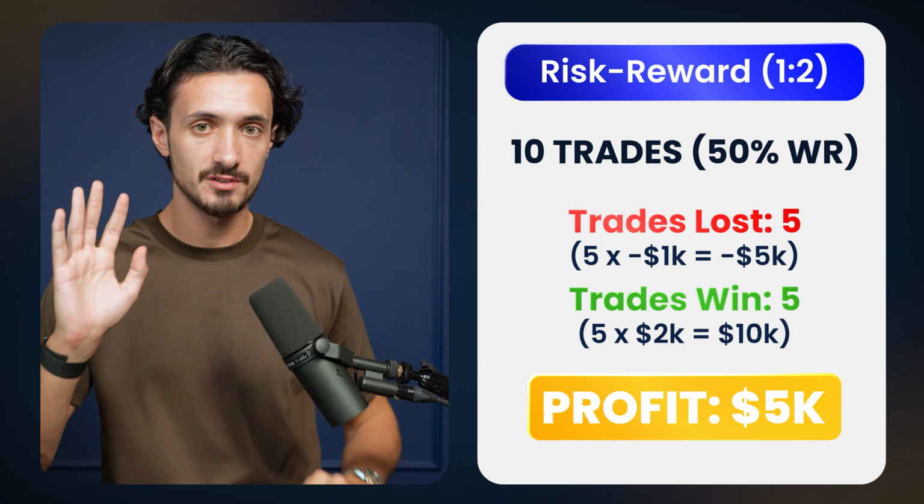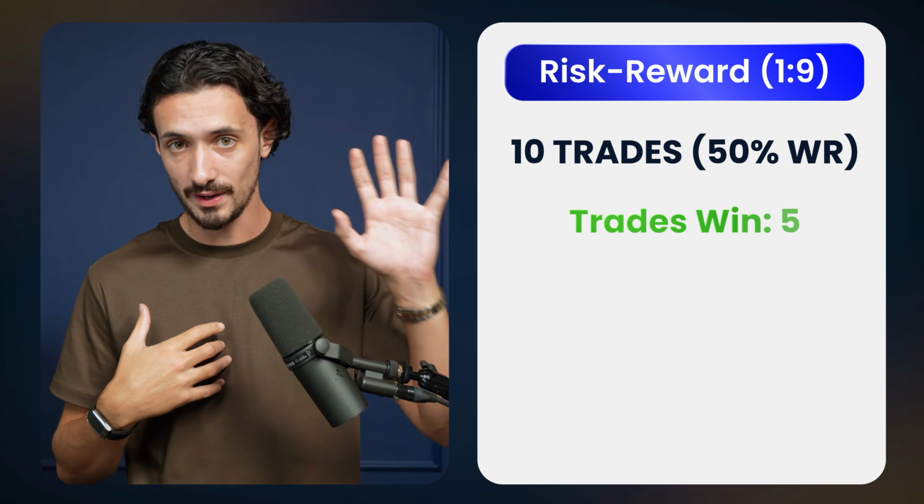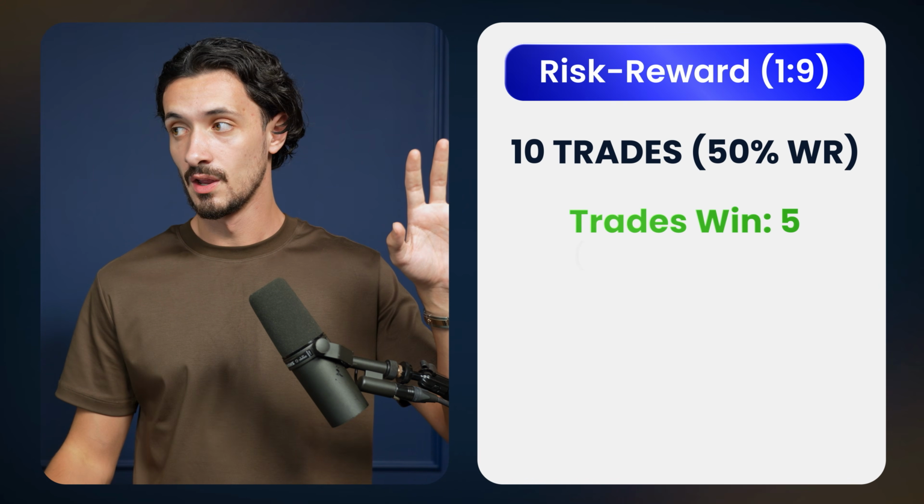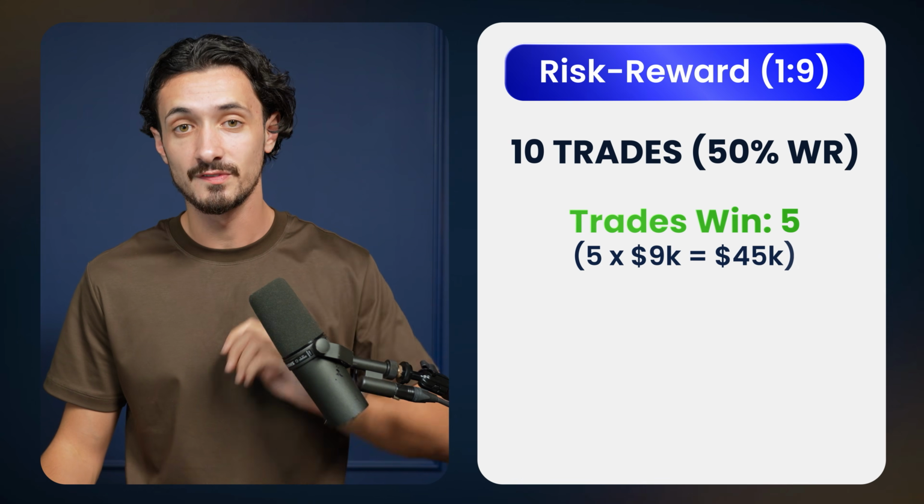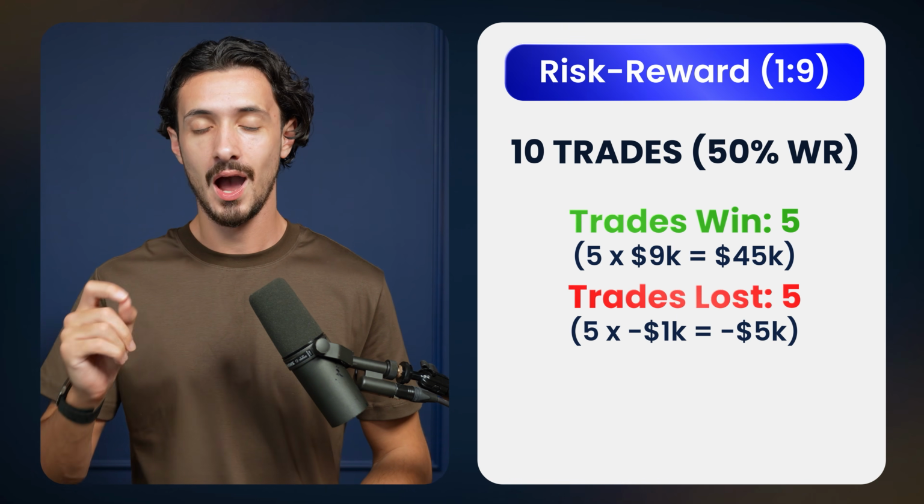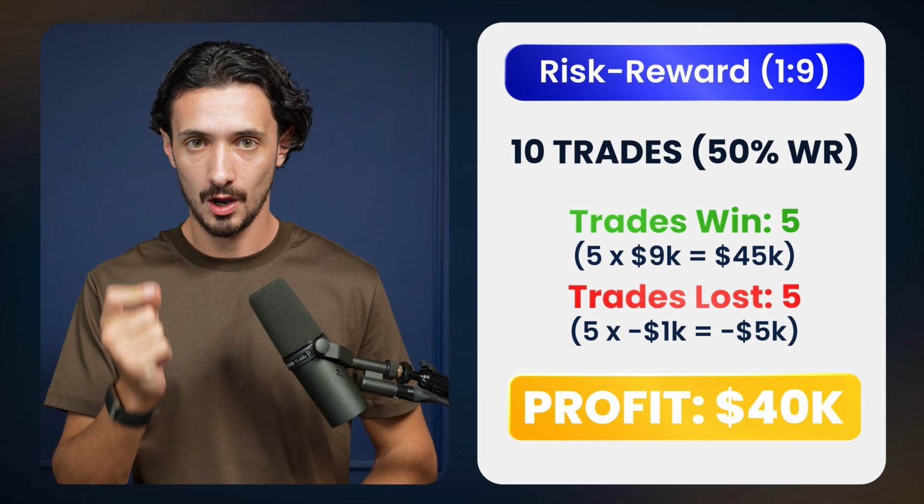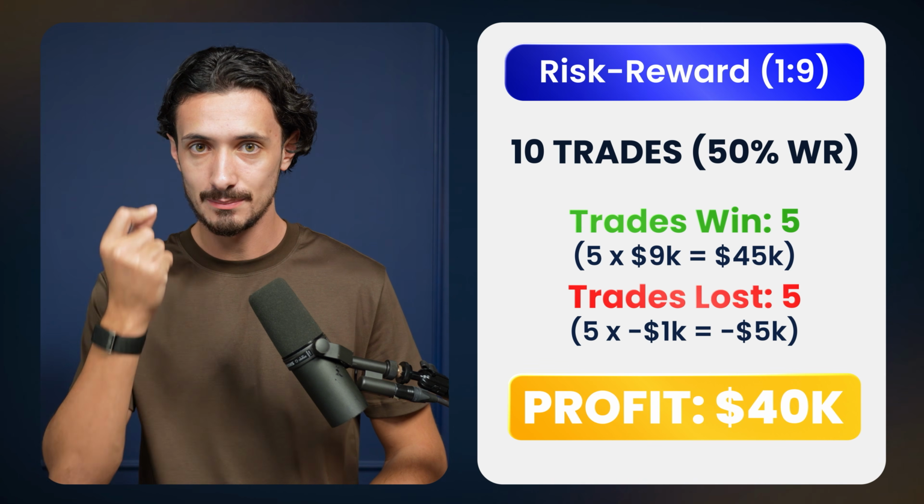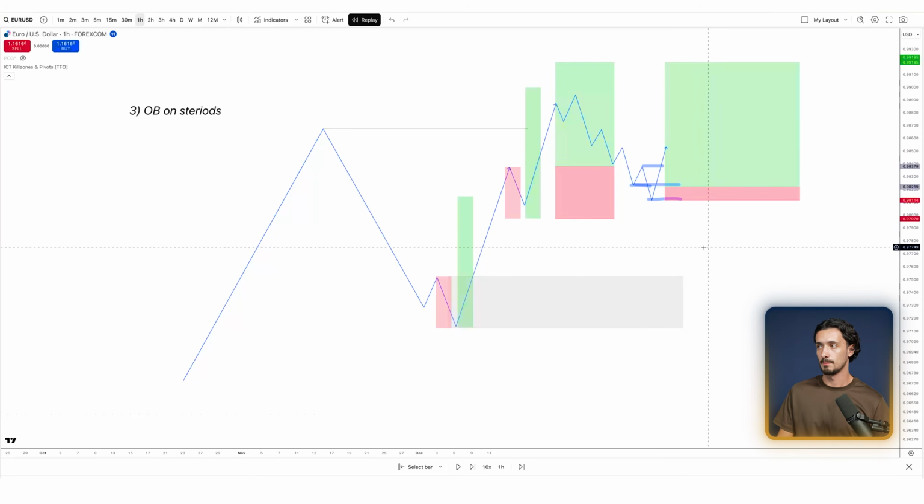So you got 5 times your risk. If I take 10 trades and I win 5, so I win 9 times 5, 45, and then I lose 5, so minus 5, I'm 40 on my risk reward. I'm 8 times more profitable than you, simply because I understand how to use risk versus reward. That is my secret weapon.